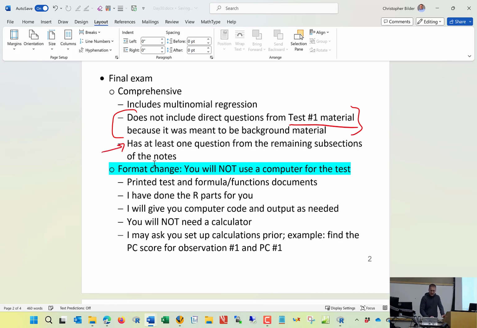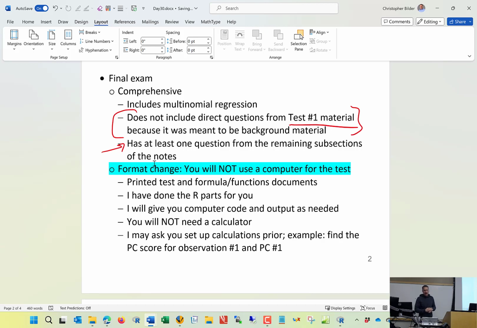The test has at least one question from the remaining subsections of the notes. So there's at least one question from principal component analysis, at least one question from factor analysis, and so on. So please don't take a subsection, let's say, off in terms of your study.